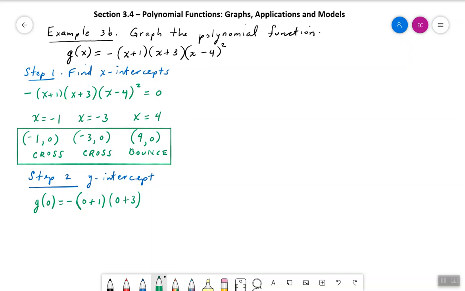So now I think I have it. I have g of 0 is equal to negative (0 + 1)(0 + 3)(0 - 4)². And then this is 1 times 3 times negative 4 squared, which is positive 16. So 3 times 16 is 48 with a negative in front, negative 48. And so we can go ahead and write (0, -48).